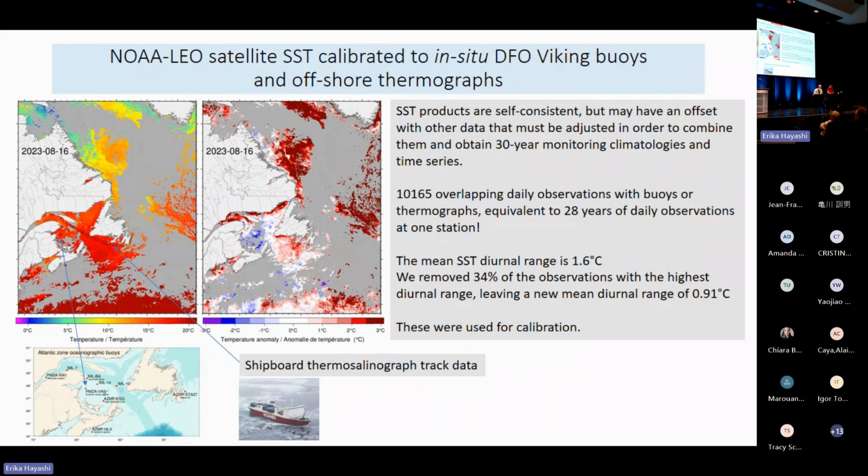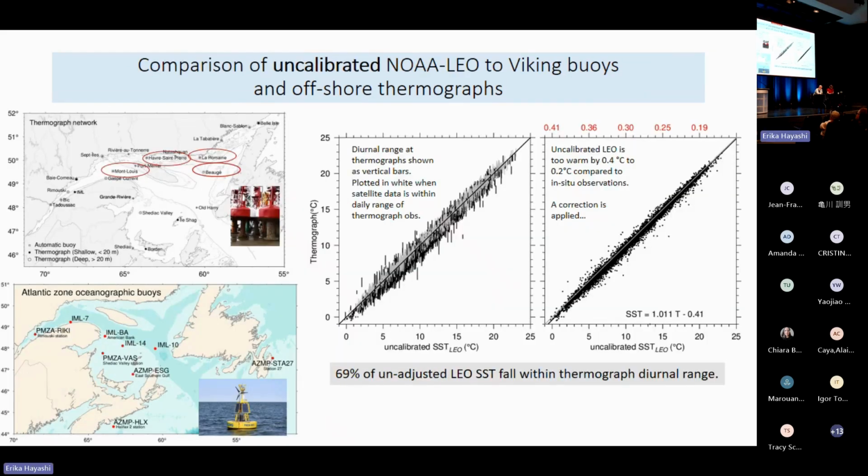So not millions like I saw in other presentations, but it's still like 28 years of data at a single point. So for us, it's pretty good. I threw out about a third of the data where the diurnal range was very high, just to try to drop down the fit a little bit more.